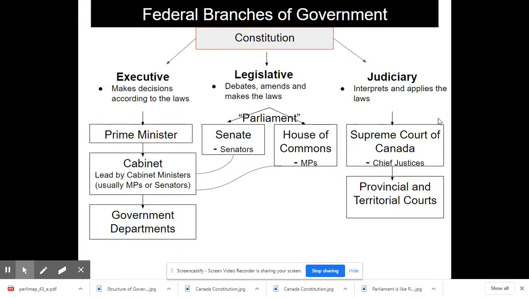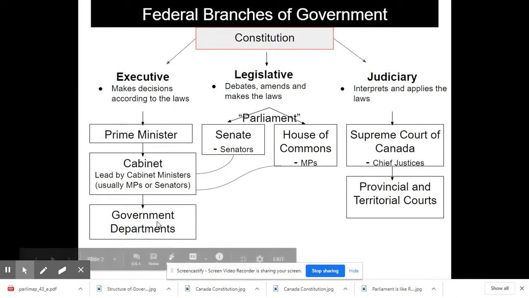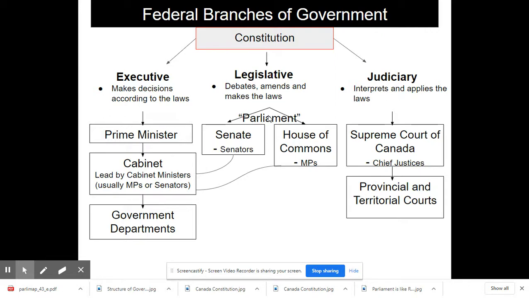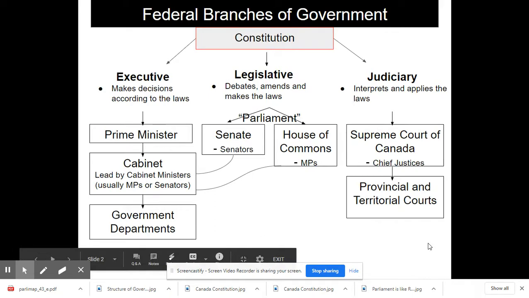In Canada, we have three branches of government. We've got an executive branch, a legislative branch, and a judiciary. So you can see here, the executive makes decisions according to the laws, consists of prime minister, cabinet, and government departments, also known as civil servants. Legislative is really another term for parliament, includes the Senate and House of Commons. And judiciary, these guys are the ones that interpret and apply the laws. Supreme Court of Canada, provincial and territorial courts.